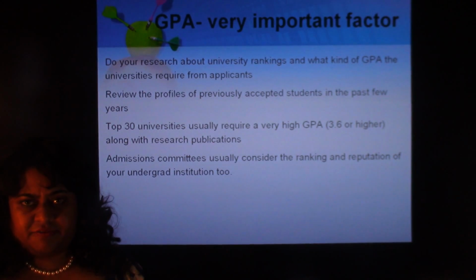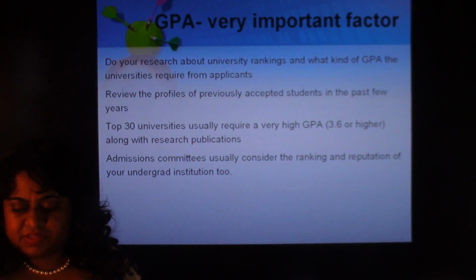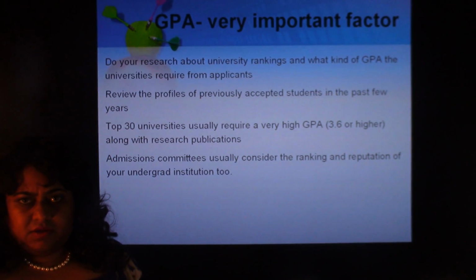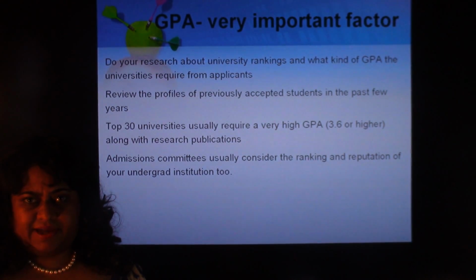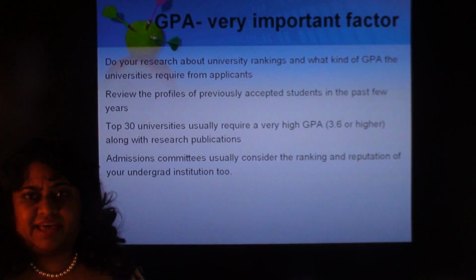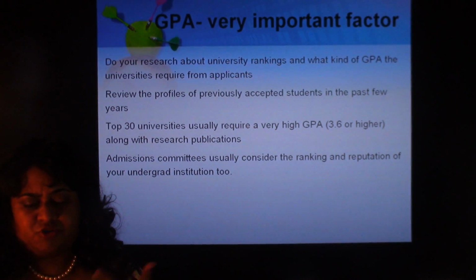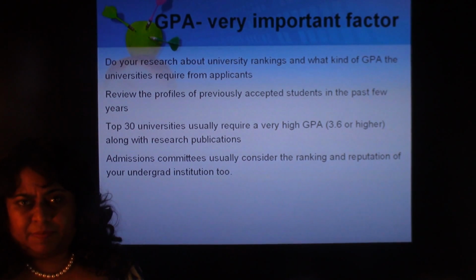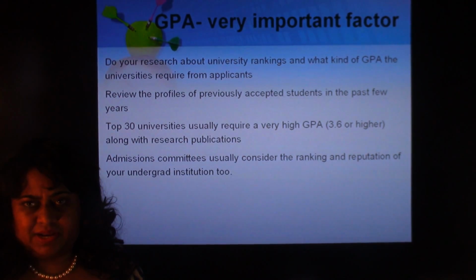So try and review the profiles of the previously admitted students in the university. Try and see what kind of undergraduate GPA they had, what kind of GRE, GMAT scores they had, how many years of experience they had, and what they scored in the TOEFL. Did they have any research publications? Try and talk to your seniors at the universities where you're applying. Try and see what their profiles were like.